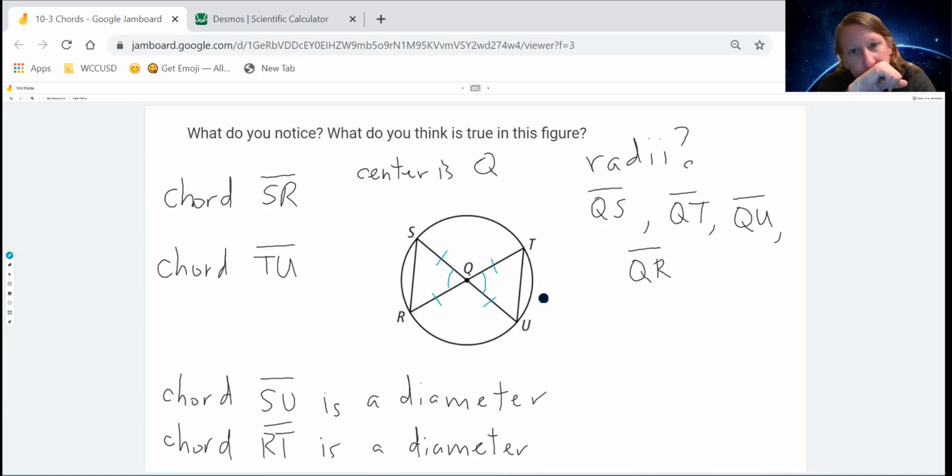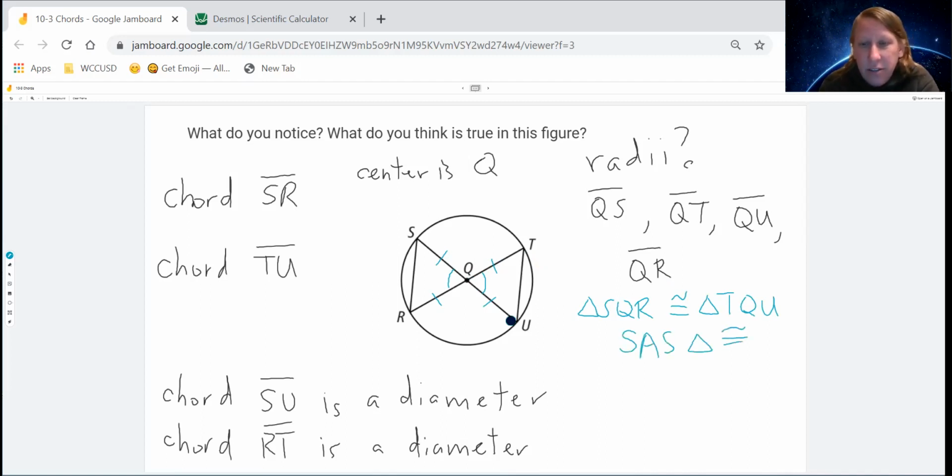Okay, does anyone see it yet? What do we know about the triangles? Do you see the two triangles? They're isosceles, that's right. Triangle SQR is congruent to triangle TQU. Why? Put it all together. What is it? Side, angle, side. So why are the triangles congruent? Because of the side angle, side triangle congruence theorem. So I'm going to put an exclamation point on it. Side angle, side. So if the two triangles are congruent, what's that tell us about the chords?